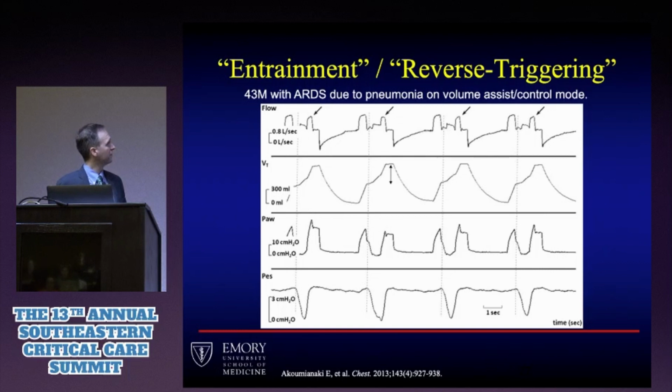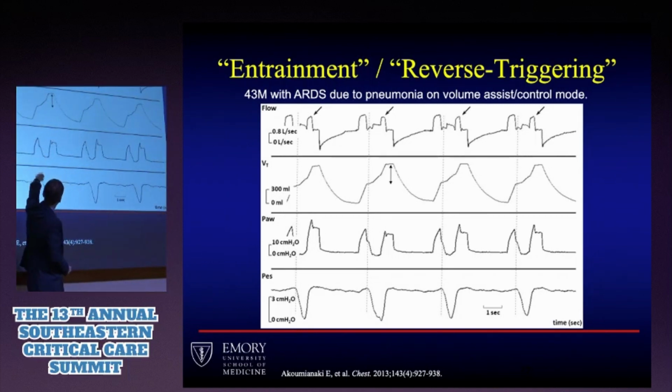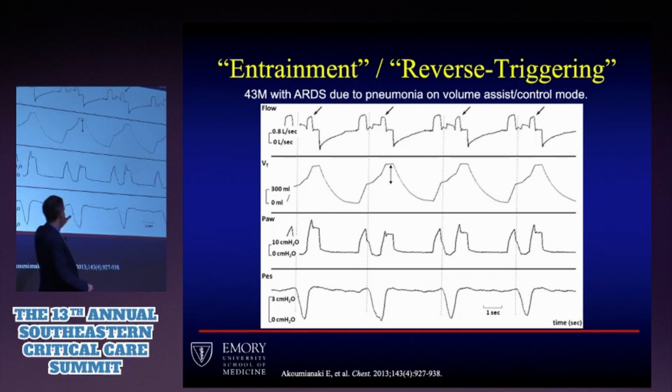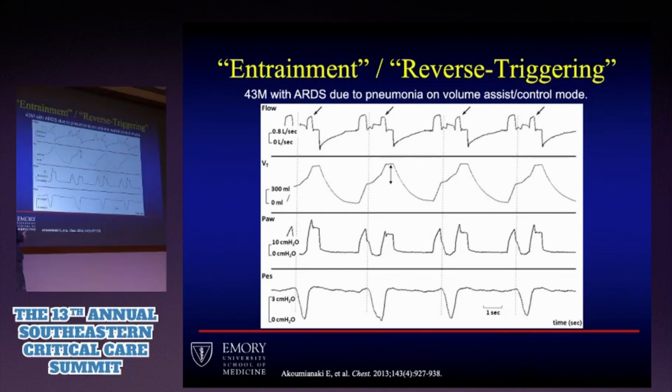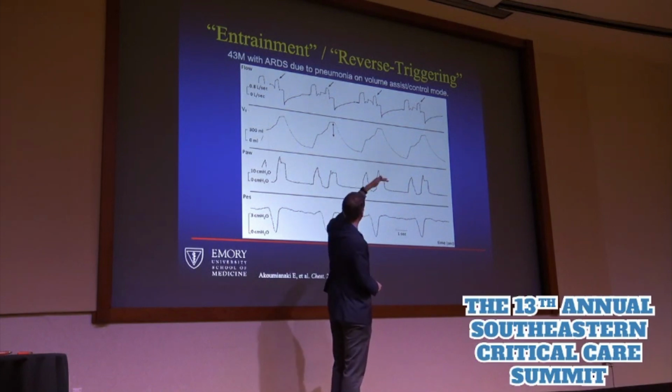And so in this case, this is a 43-year-old male who had ARDS due to pneumonia. He was on volume assist control. This patient has an esophageal pressure balloon, and he's getting volume-delivered breaths, which are the second curve down, the volume curve. He gets a breath. Then there's a strong negative deflection in the esophageal pressure balloon, which means he's trying to take a breath. And a second breath is given, so the volume curve goes up, and then it goes up again.